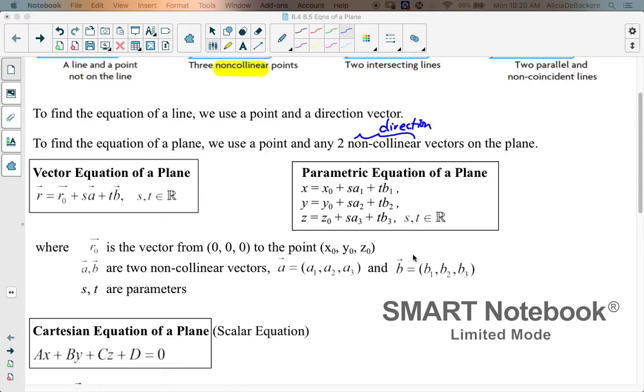And then same thing for vector b. It's defined as b1, b2, b3 for the x, y, and z. And so I'll take those out and multiply them by the parameter t that it was being multiplied by in the vector equation. And then don't forget to define your parameters. We've got s and t. They're both elements of the real number system.